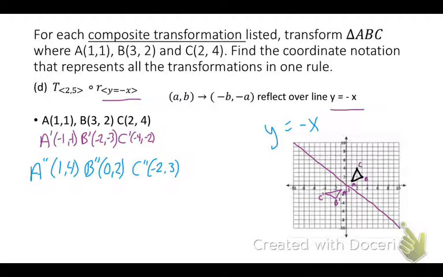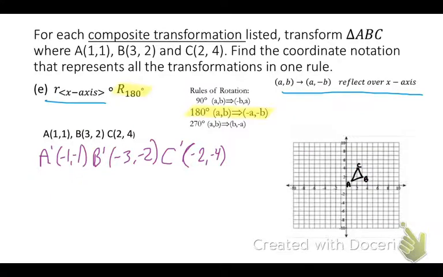So if we graph those points, we have (1, 4), (0, 2), and (negative 2, positive 3). So here's our image after the pre-image was both reflected across the line y equals negative x and then translated.